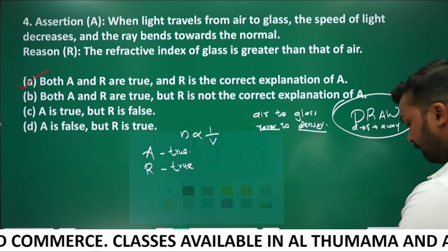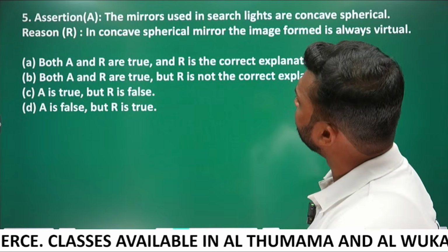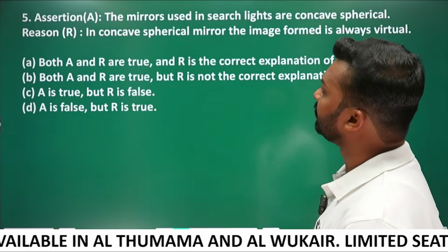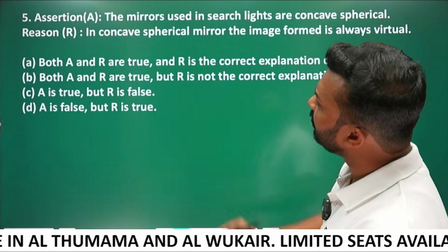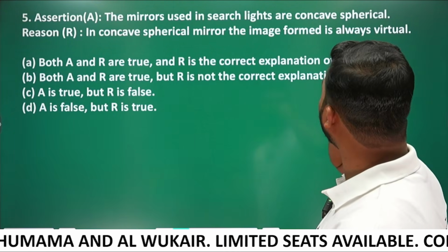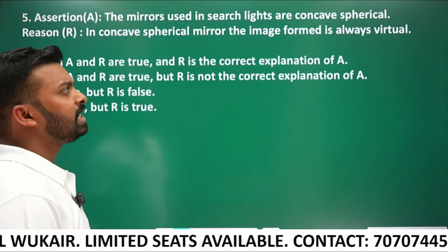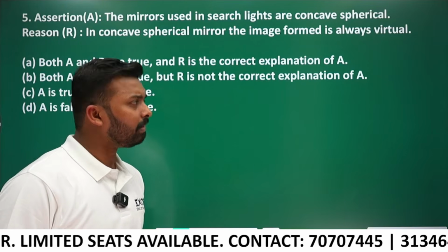Okay, what's the next question? The mirror used in searchlights are concave, spherical. In a concave spherical mirror, the image formed is also always virtual. The mirror used in searchlights are concave spherical. Is it right or not?